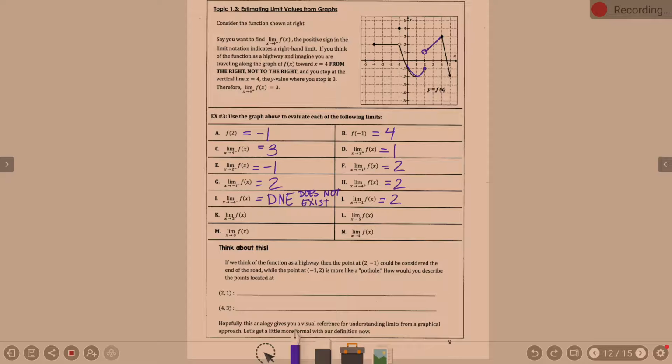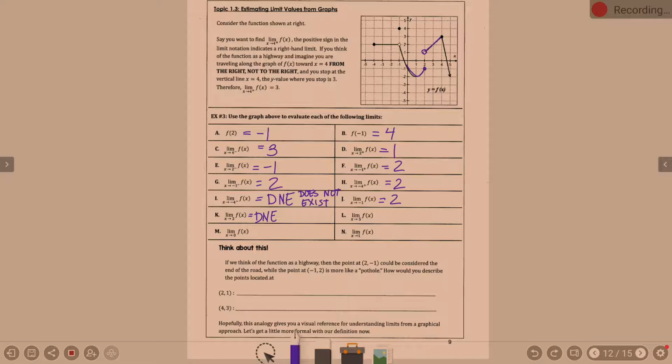Does not exist. And so this is part of the definition of a limit: if they specify just left or right, you get to answer just left or right. But if it just says the limit as x approaches some number, the limit from the left has to match the limit from the right. Otherwise, the limit does not exist.